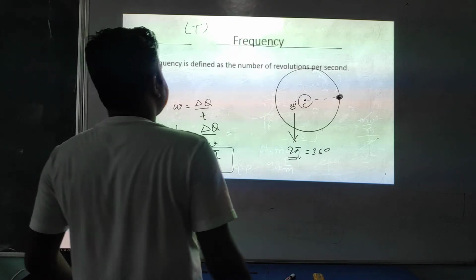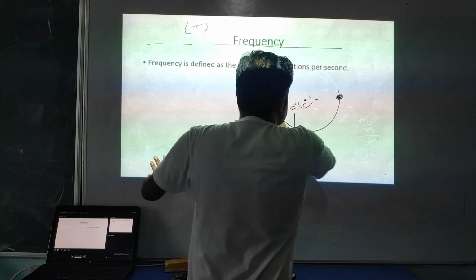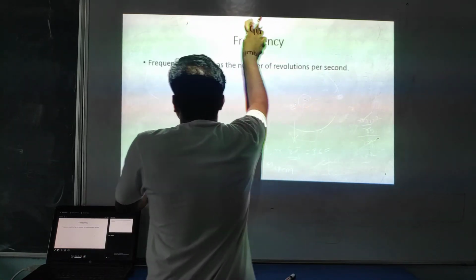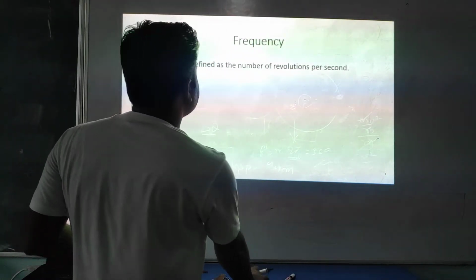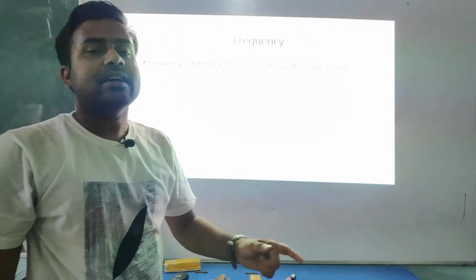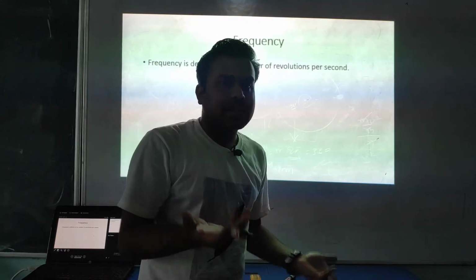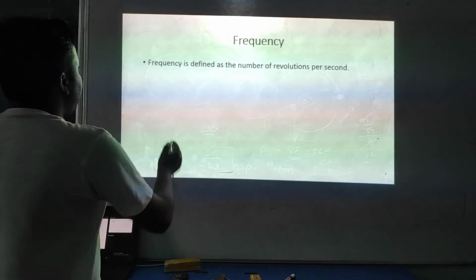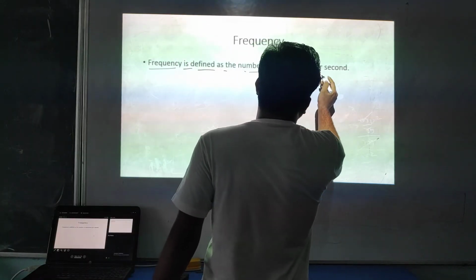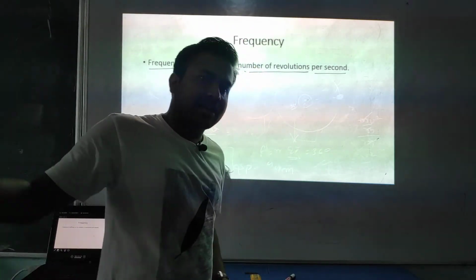Now I am going to discuss the frequency. You all know what frequency is. Simple. Definition से ही पता चल रहा है. How frequently that phenomenon is happening. Frequency is defined as the number of revolutions per second. In 1 second, how many times that revolution is completed. Pause the video and note down. 1 second में कितनी बार वो rotate करके particle वहाँ गया.